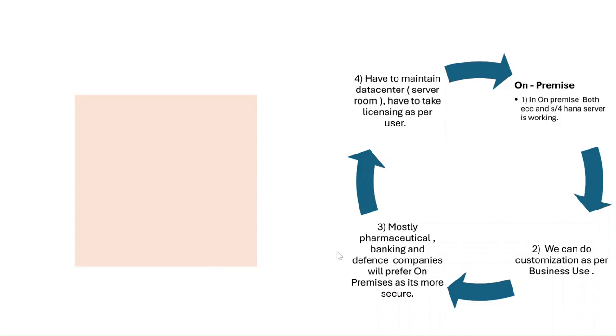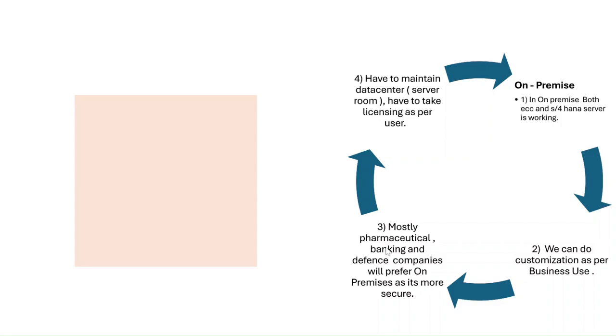In that case the company must have its own data center, and must maintain its own data center, security, data security, everything, and purchase licensing from SAP. And whatever updates come, they have to upgrade their product from SAP itself. Let's suppose right now companies are using ECC on premises. If they want to go for S4 HANA on premises, they have to again go for migration and updating. Okay, so that's on premises.